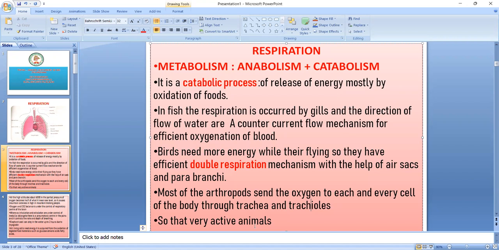This system of tubes reaches each and every cell, directly into the cell, from the external region through spiracles. That means every cell has its own pipe, its own tracheole. So there is an efficient mechanism of receiving oxygen in arthropods, particularly insects. That's why they are very, very active animals.